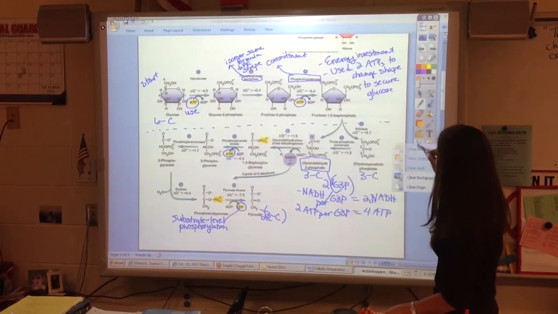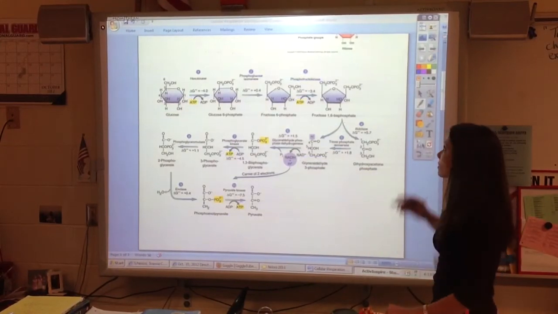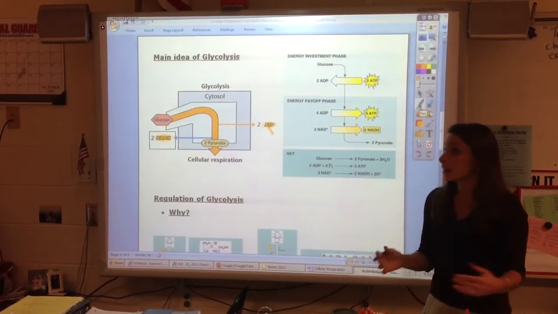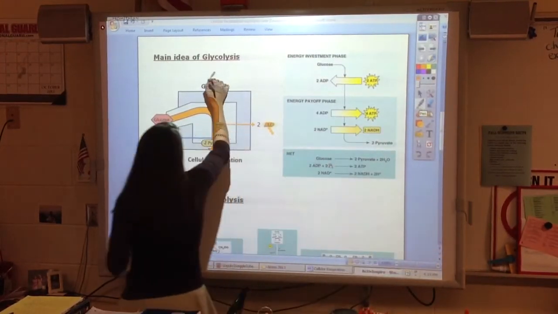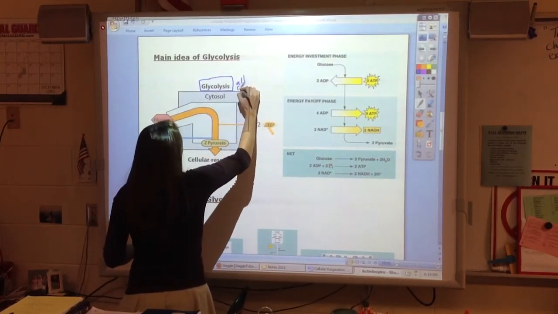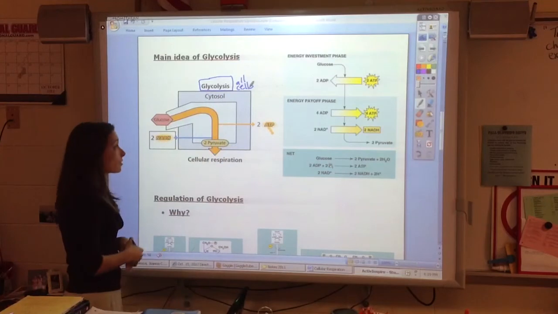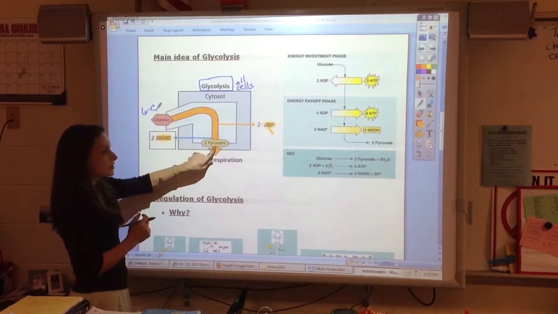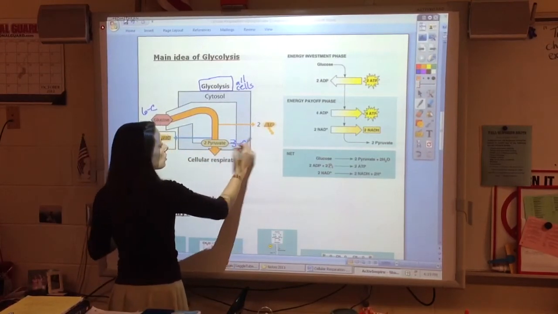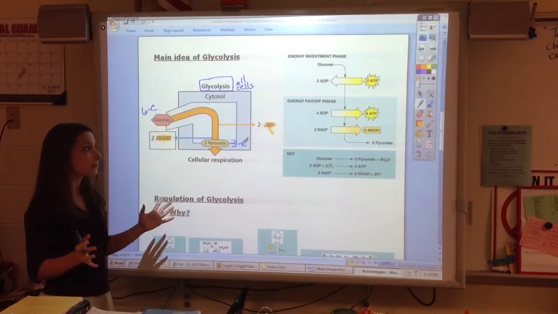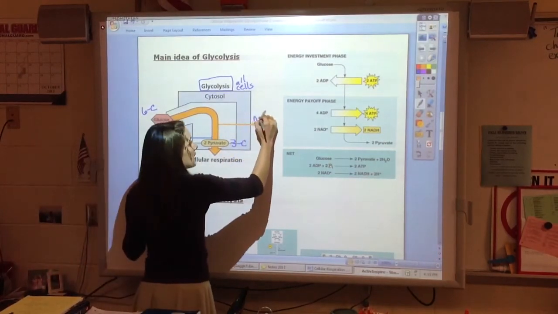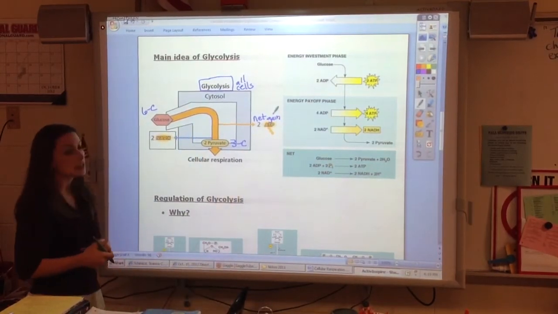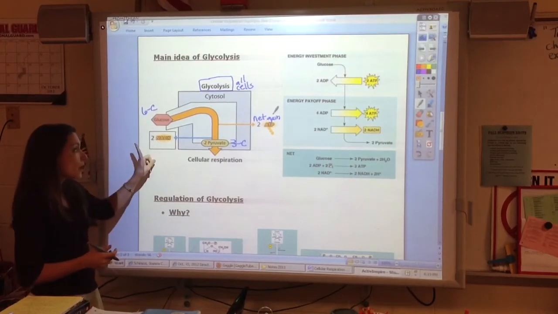So we're going to look at the next part of the notes. It's another summary of what's going on. So what is the main idea of glycolysis? We do want to keep in mind all cells perform glycolysis in the cytosol or cytoplasm. We take a 6-carbon glucose and break it into 2 3-carbon pyruvates. So we haven't lost any carbon. We have a net gain of 2 ATP and 2 NADHs. 1 per pyruvate.